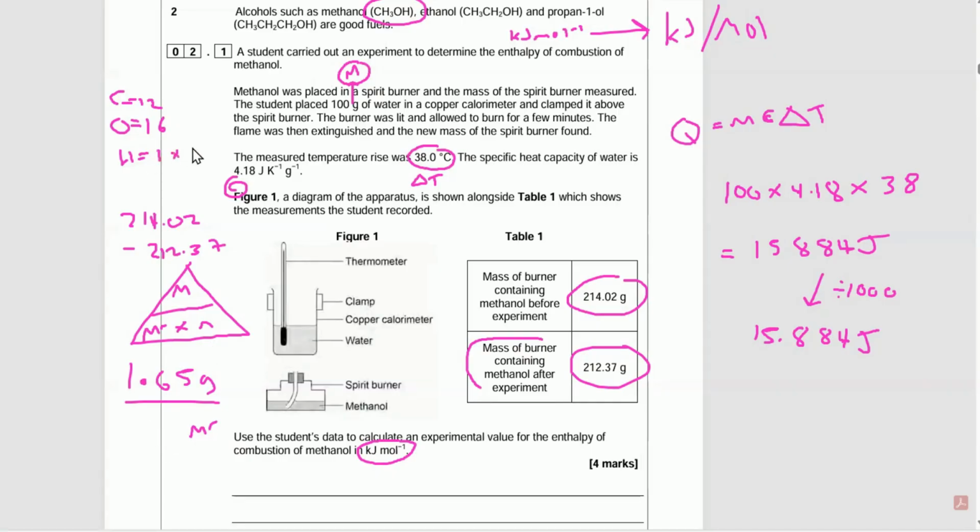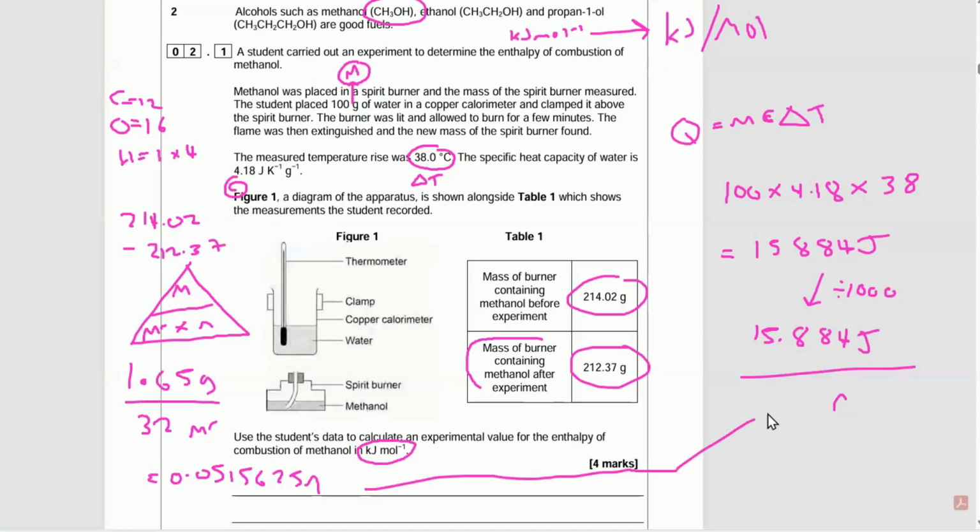Right, well, that is times 4. So that should have been pretty easy, right? 4 times 1 plus 16 plus 12, 32. Let's smash that in the old calculator. And if we do 1.65 divided by 32, we are going to get 0.05156, 0.0515625. That's the amount of moles. That's n. And all I need to do now is divide that by n, which is that.